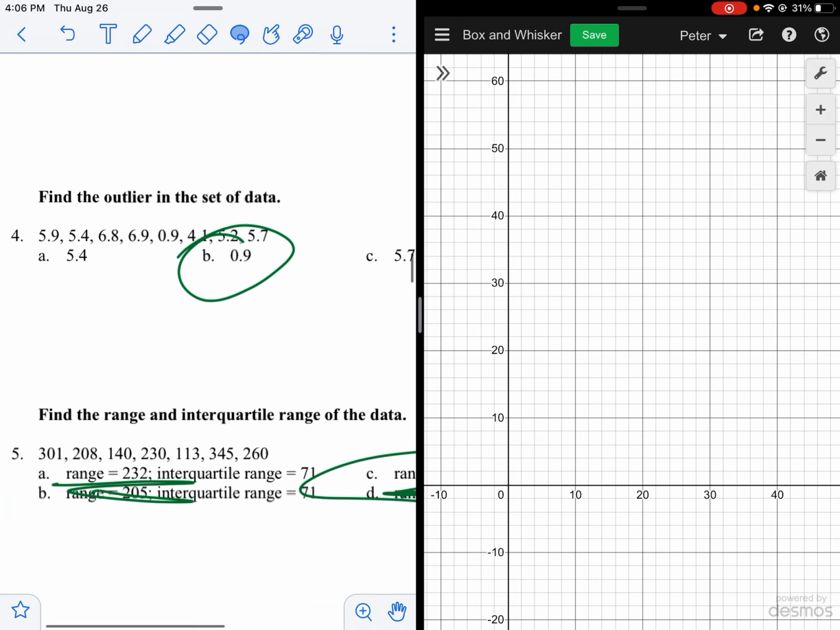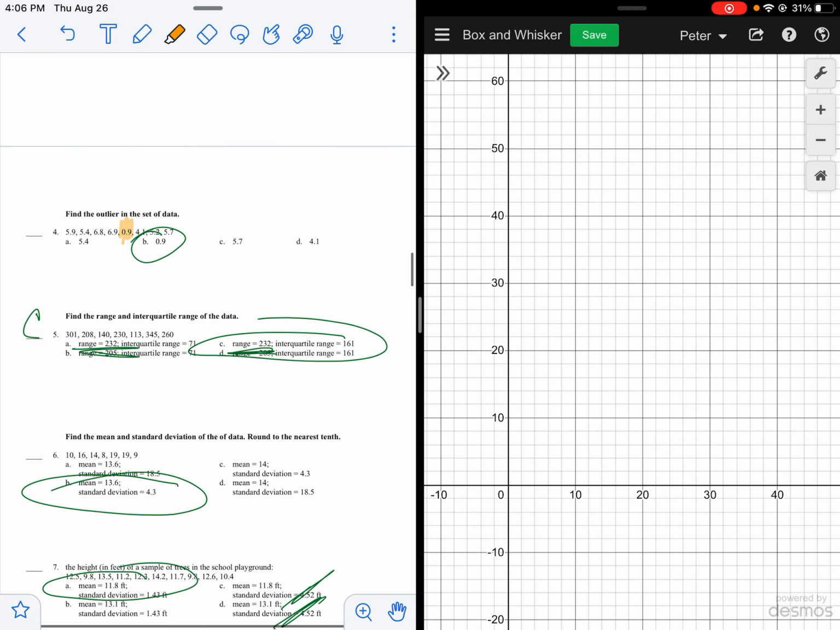All right, but if you just look at it, 5, 9, 5, 4, 6, 8, 6, 9, 4, 1, 5, 2, 5, 7, and then 0.09. So that one is not even close to any of the other numbers.